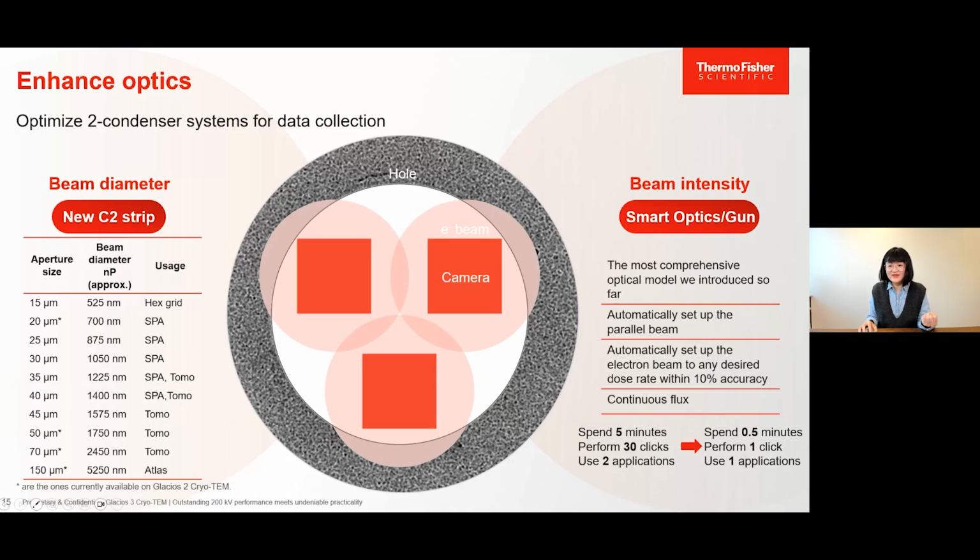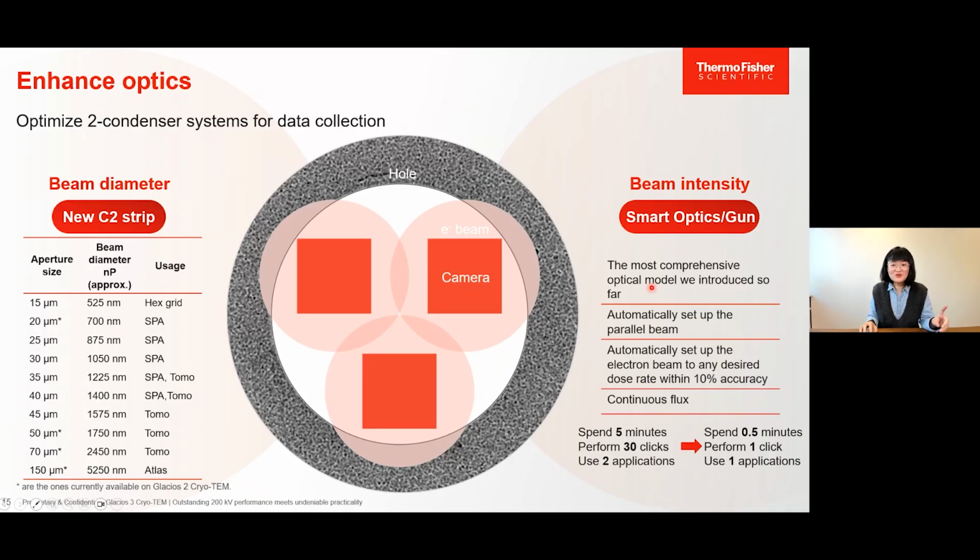The other important parameter that needs to be set is the flux. How many electrons go into this light pink circle, the electron beam? This task normally requires multiple iterations, and each iteration in the past required extensive training. Here we did some tests recently. It took an expert 5 minutes and 30 clicks in 2 different applications.